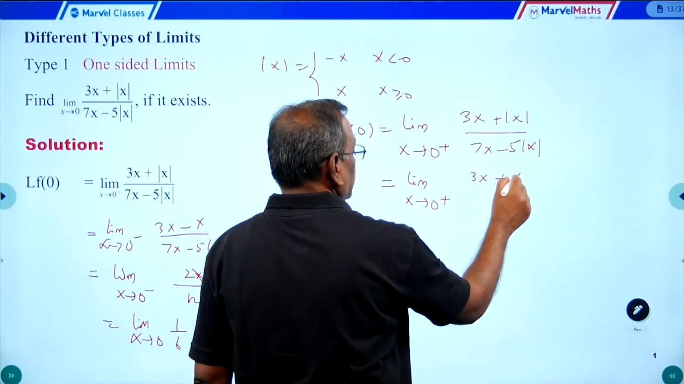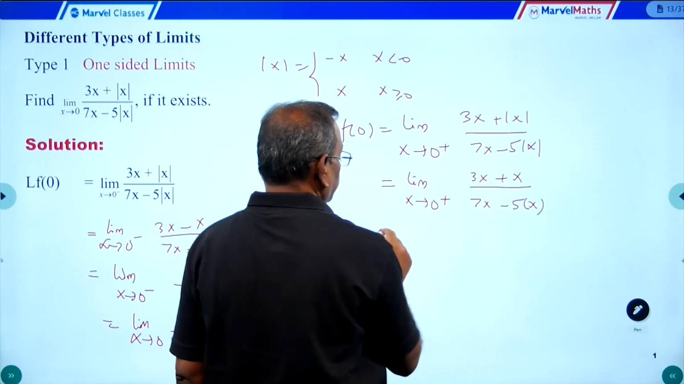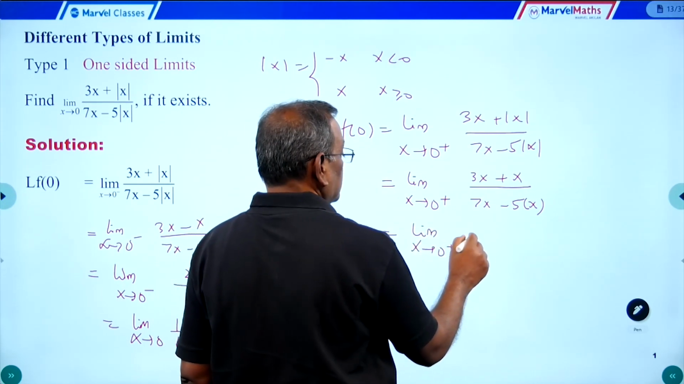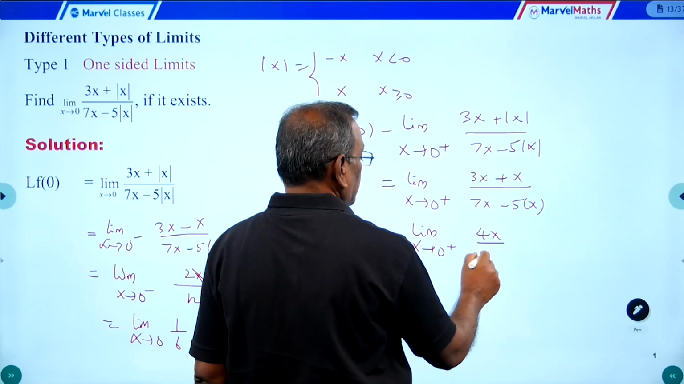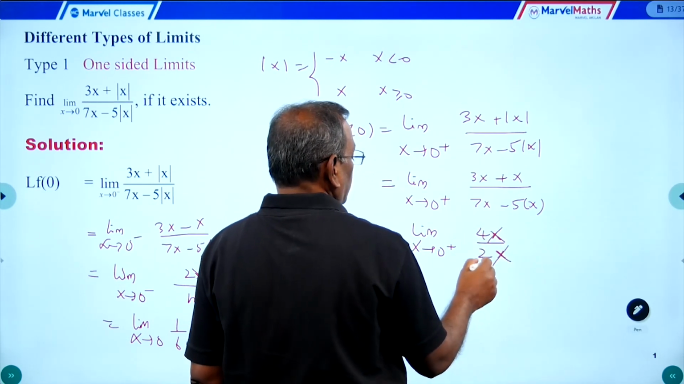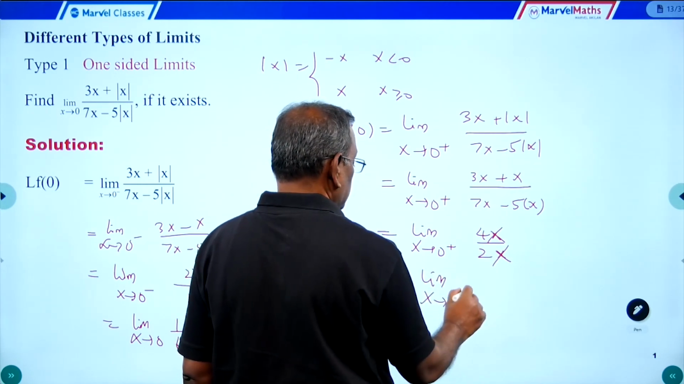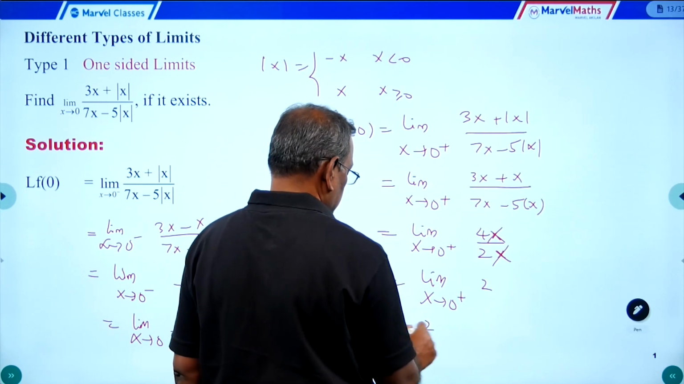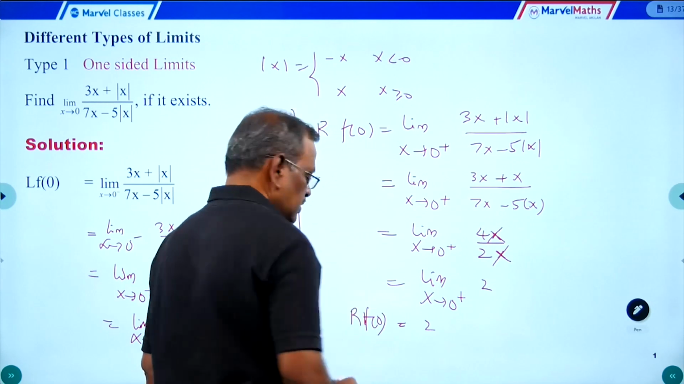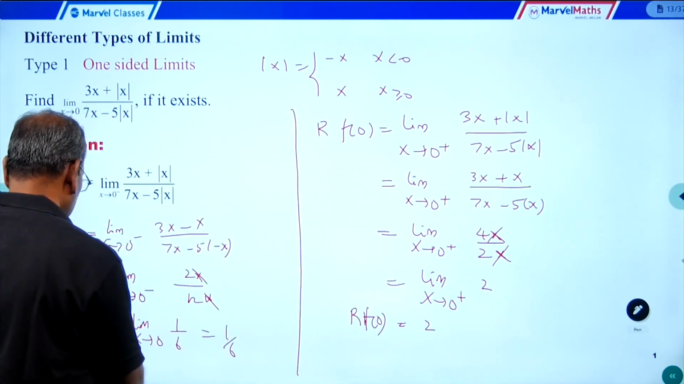3x plus x by 7x minus 5 into x, which is equal to limit x approaches 0 plus 4x by 2x. These two get cancelled. Okay, so limit x approaches 0 plus 4 by 2, the answer is 2. This is RHL, R of f of 0. L of f of 0 equal to this.